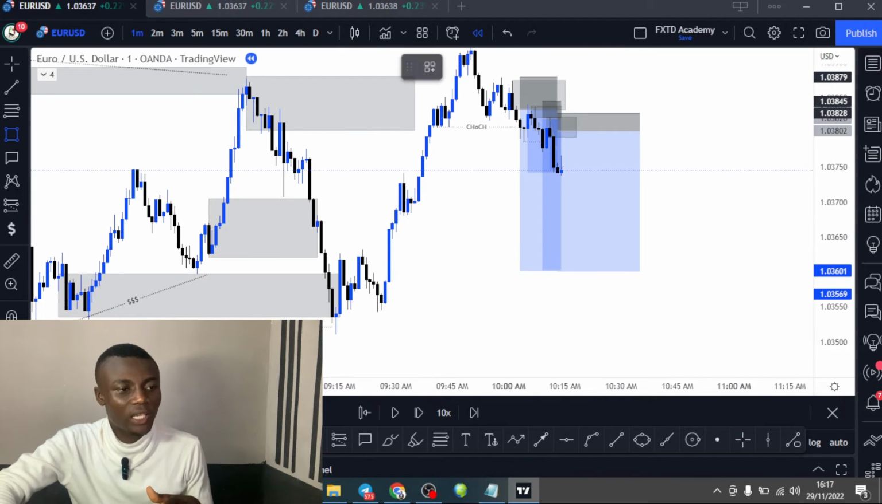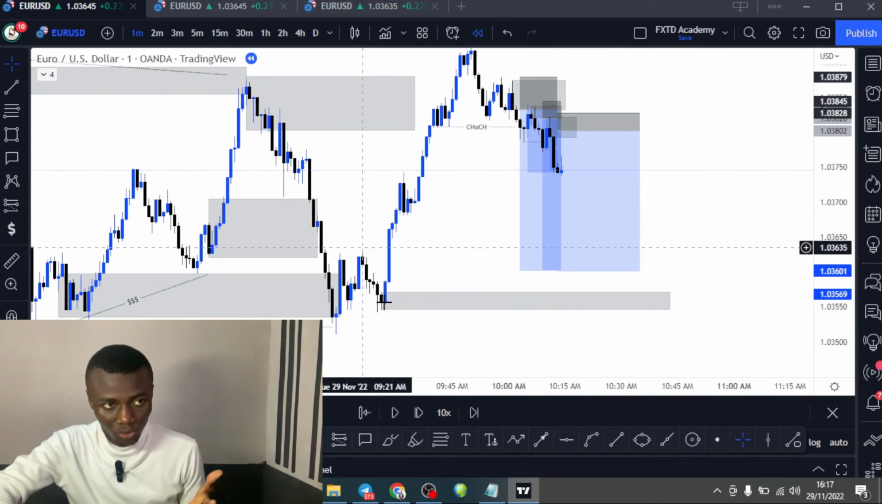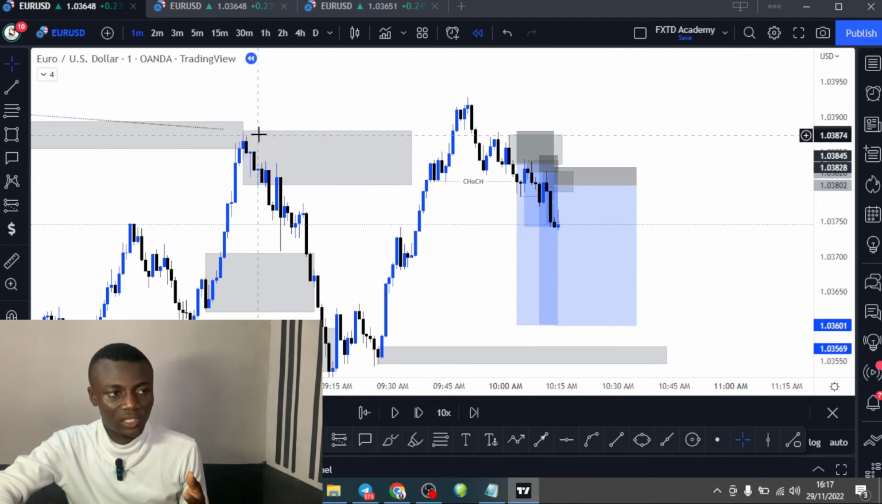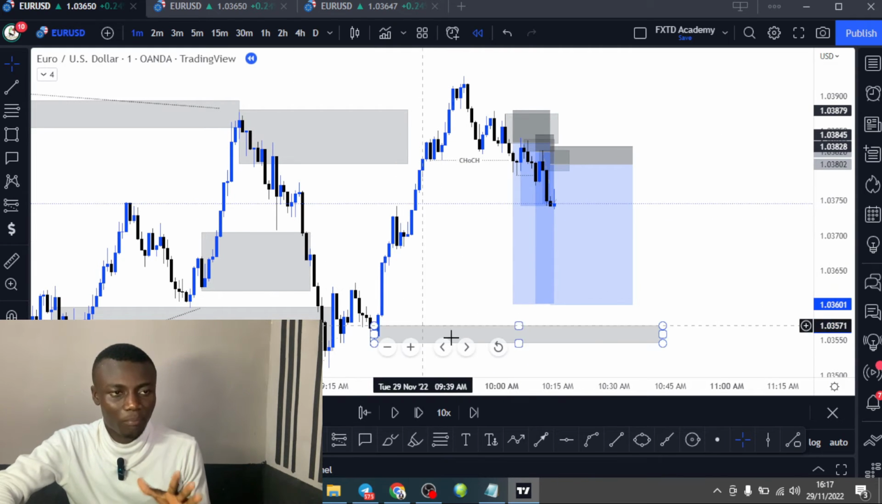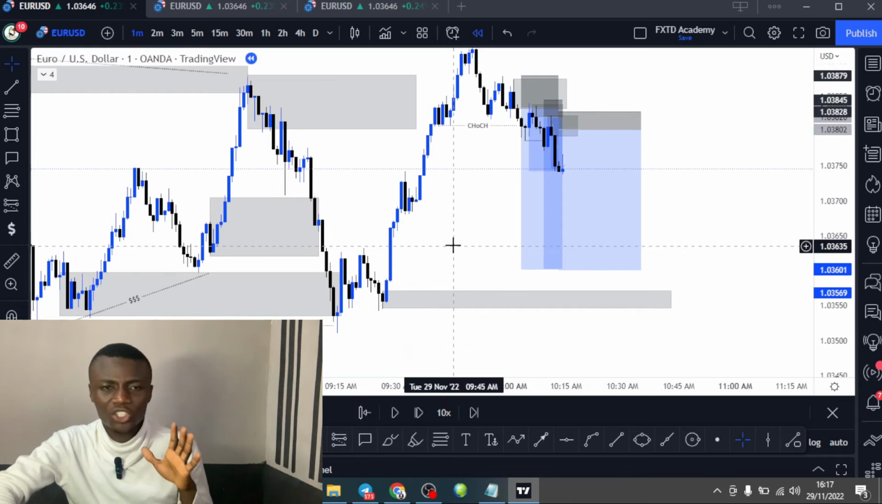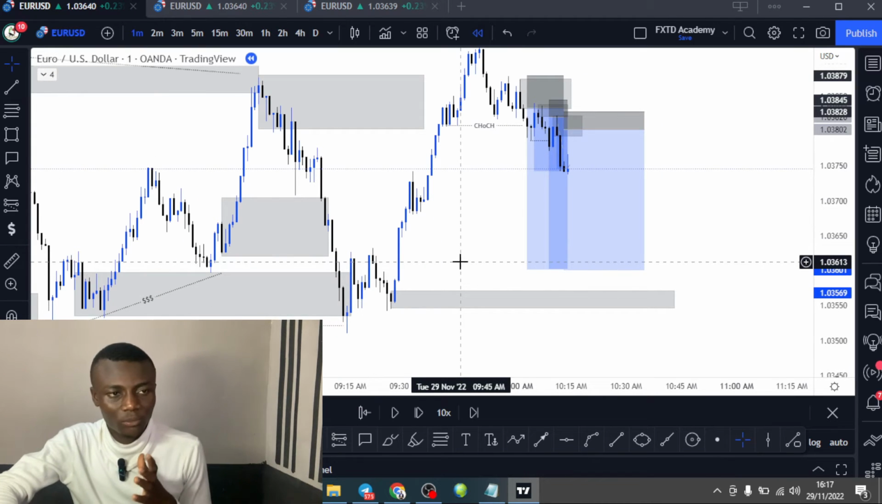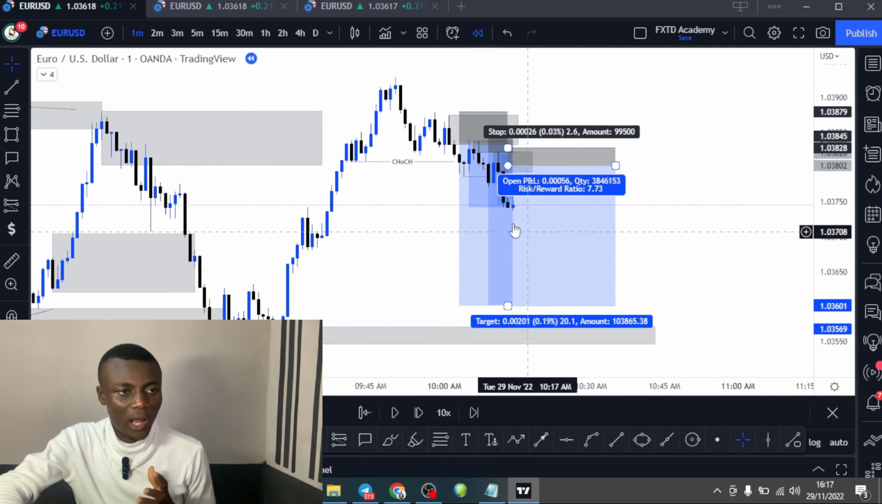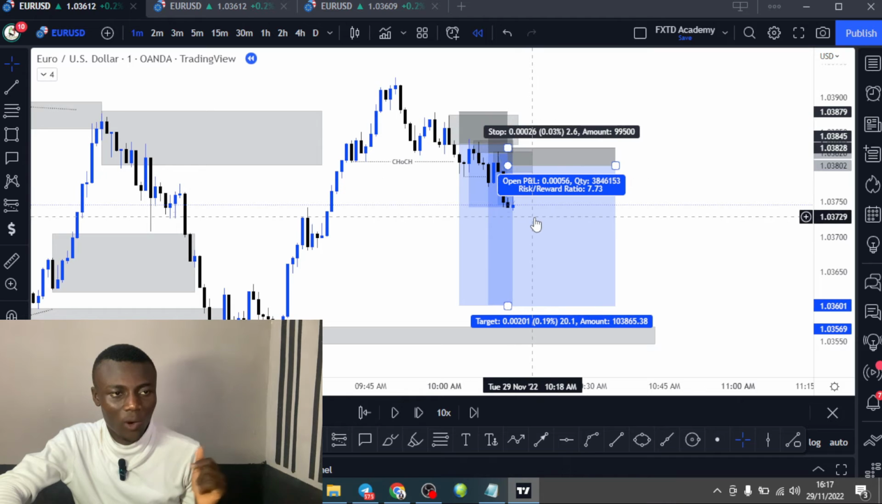So possibly this area is actually a valid zone. Because if you also look at it, you see that it took out a certain high. But we're not taking a buy from here. We are not trading blindly. And if you have been following me, you understand what I'm doing thus far. So let's see, we are in profit 1 to 5, 1 to 8, and now 1 to 7.